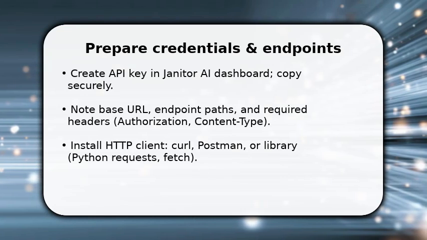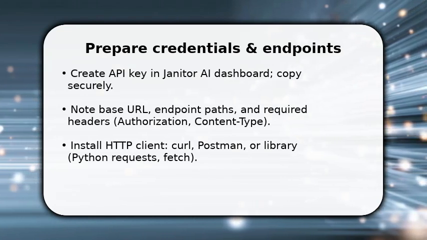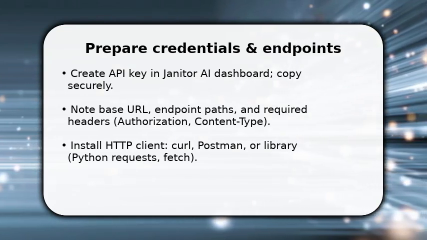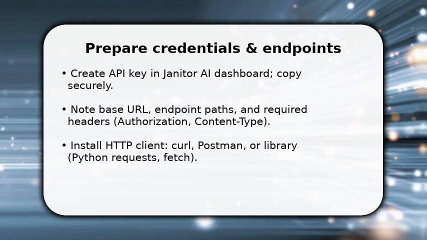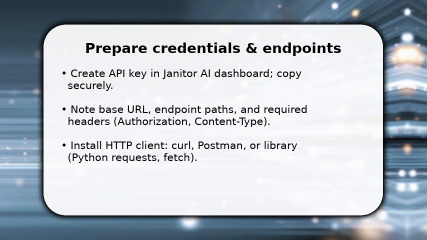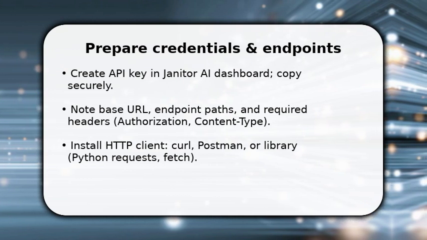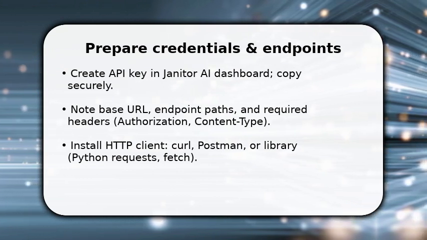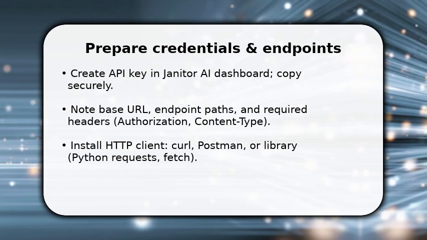You start by getting the pieces you need, an API key and the correct endpoint. Paste the key into a secure variable or vault, never hard-code it. Once done, confirm the base URL and the specific route you'll call, and prepare headers like authorization and content type.